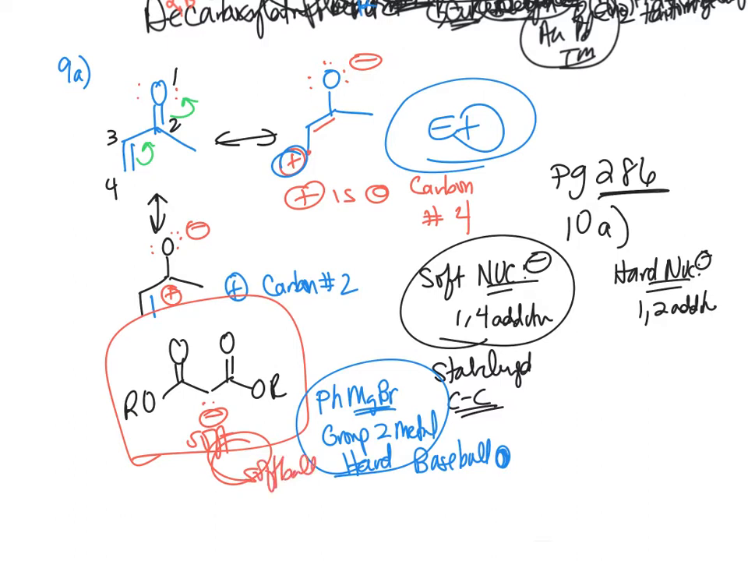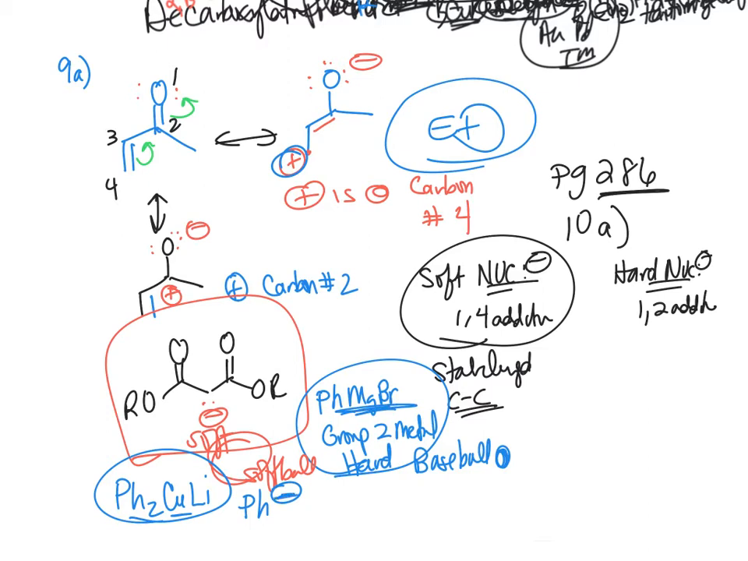Copper. Copper would be soft. I'm going to put that over here. Phenyl copper lithium. This is a cuprate. Copper forms multiple charges here. This basically delivers you a phenyl nucleophile. It reacts just like the Grignard. It gives the negative, but it makes it soft.